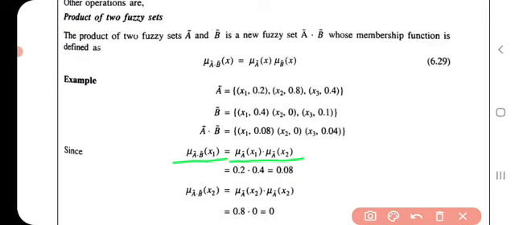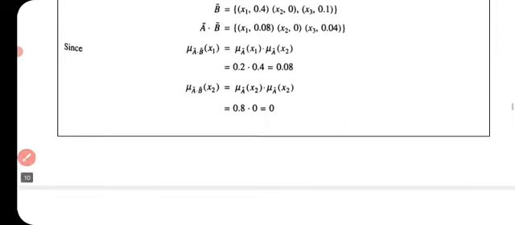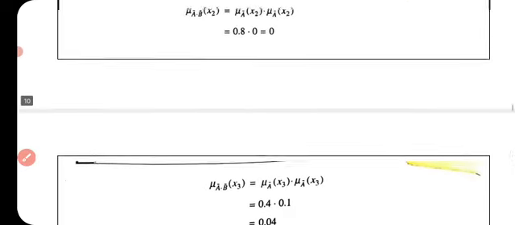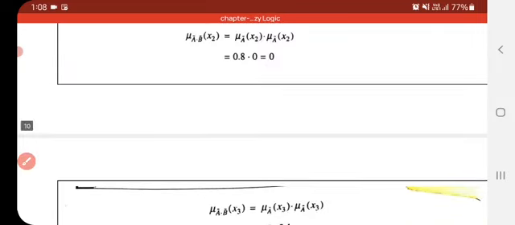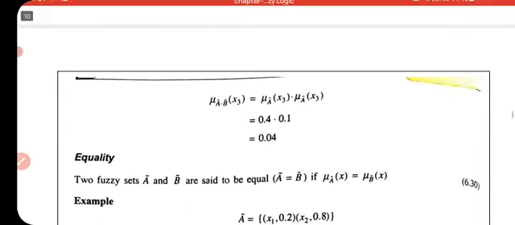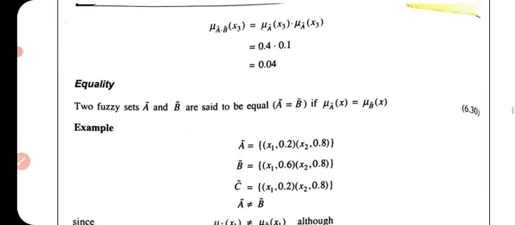Mu B x1 will come actually. This is mu B x1. So 0.2 into 0.4 is 0.08, 0.8 into 0 is 0, right? And 0.4 into 0.1, 0.4 into 0.1, 0.4 into 0.1, right? So this is how the fuzzy set product is done.